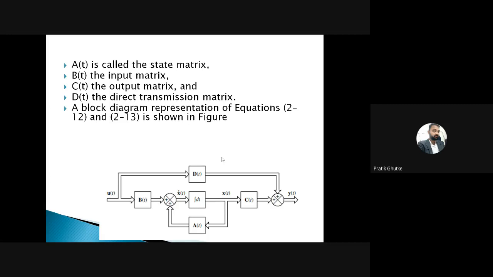So a block diagram representation of equations 2.12 and 2.13 is as shown in the figure below. Here is how this state space equation can be represented with the following figure, shown in the block diagram representation.